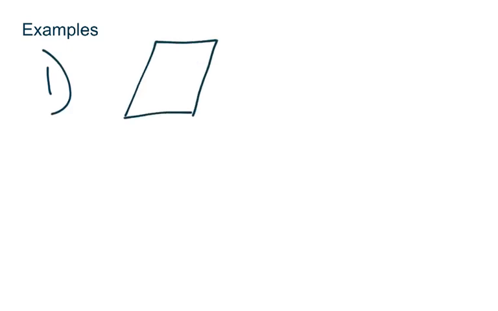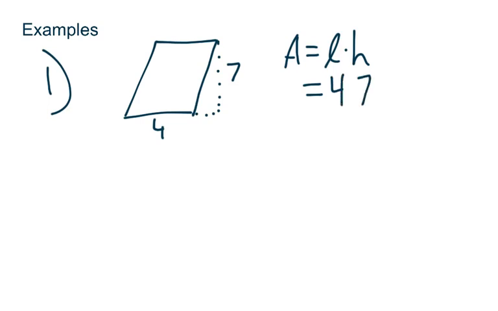They can look slightly different, where we're told that this is 4, and our height is 7. If we want to find the area, we have to apply the formula. So the area is equal to length times height. Plug in the values that we have, 4 times 7, and we end up getting 28 units squared. Let's try a rhombus now.